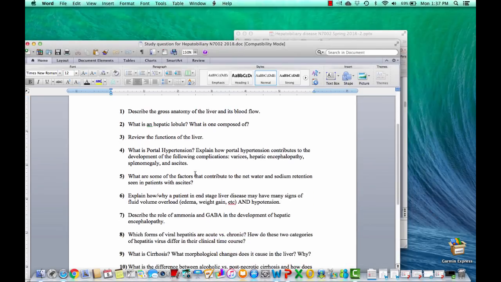So next question is, what is portal hypertension? How does portal hypertension contribute to the development of complications like varices, encephalopathy, splenomegaly, and ascites?